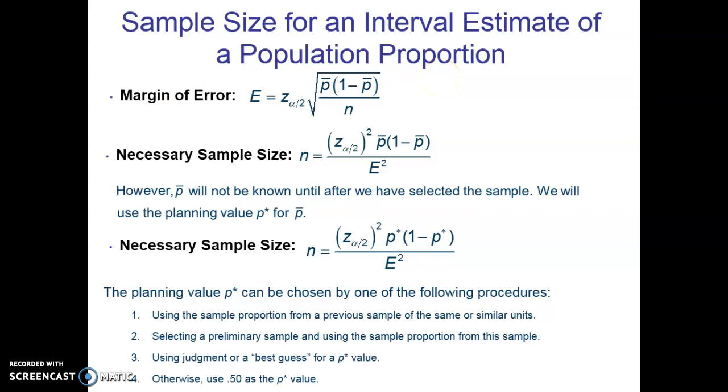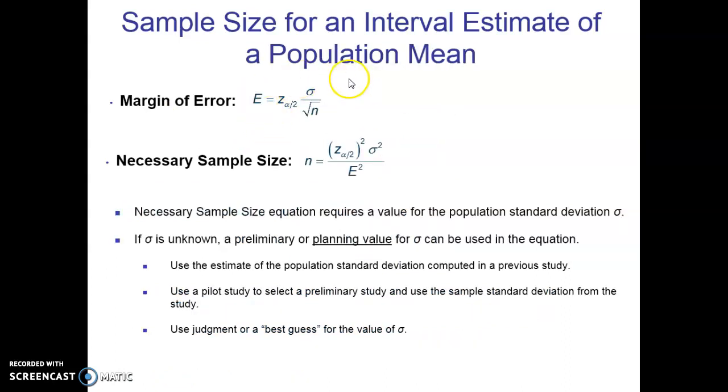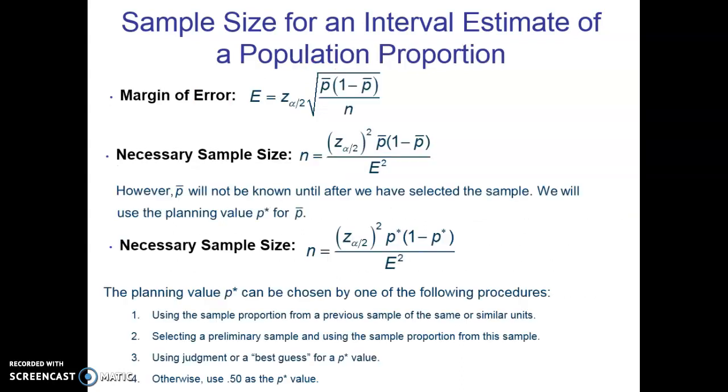Okay. So before, we did this for the population mean, and now we're going to do it for a population proportion. The margin of error, you'll recall, for a population proportion is E equals the z value times the square root of p times 1 minus p, the probability of a success times 1 minus the probability of a success, divided by n. Now, if we rearrange this margin of error formula to solve for n rather than E, we get this.